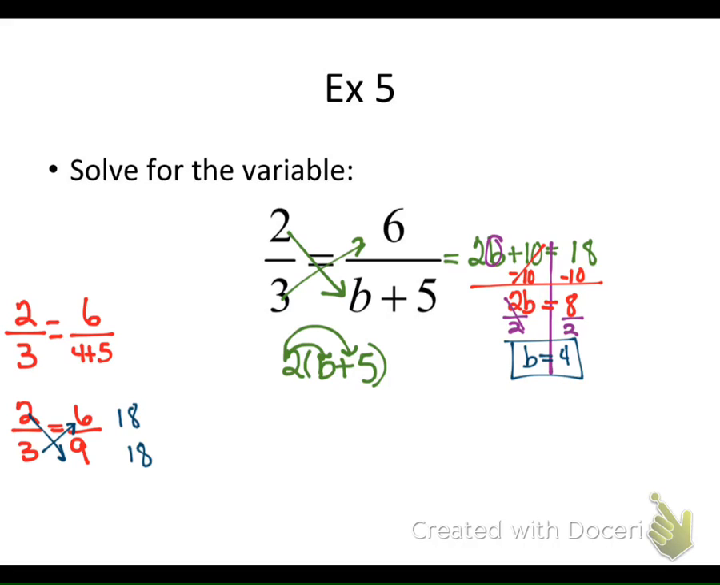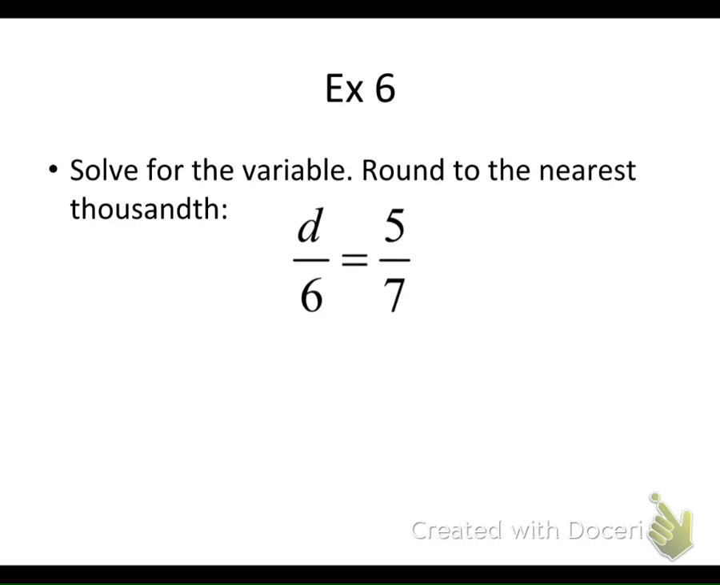All right, you guys ready for the last example? Now again, I mixed it up a little bit on you guys once more. This time it says solve for the variable. However, you're going to end up with a decimal, so you're going to have to round to the nearest thousandth. How many place values past the decimal to the right is the 1,000th place value spot? Think about it. How many places past the decimal are we going to round? 10th, 100th, 1000th. So 3.